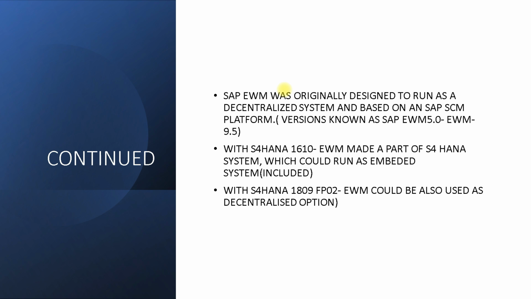Okay. Now next one, in the S4HANA 1809 release, EWM was designed to be used as a decentralized option also. In 1610 it was available as an embedded system, but in 1809 you can also use it as a decentralized option. Okay. Now these are the basics of the S4HANA deployment scenario. So these are the options available, or these are the developments.